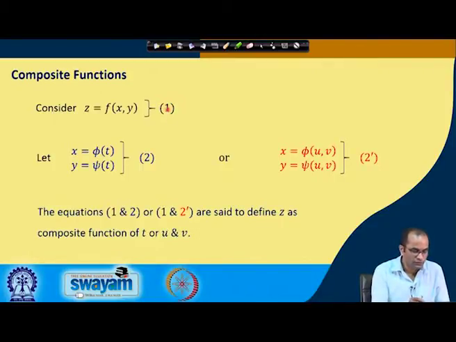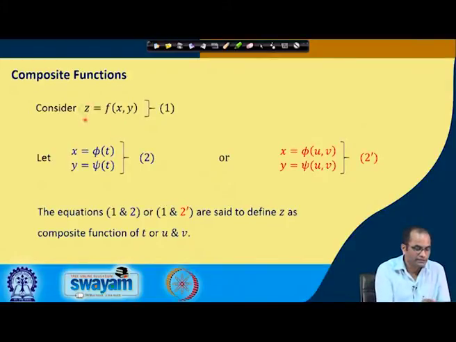Then equations 1 and 2 together, or 1 with 2 prime together, are said to define z as a composite function of t, or in this case a composite function of u and v. Here, if we want to get, for example, the derivative of the function z with respect to t, then in the first case, with equations 1 and 2, z depends on x and y, but x and y again depend on t.